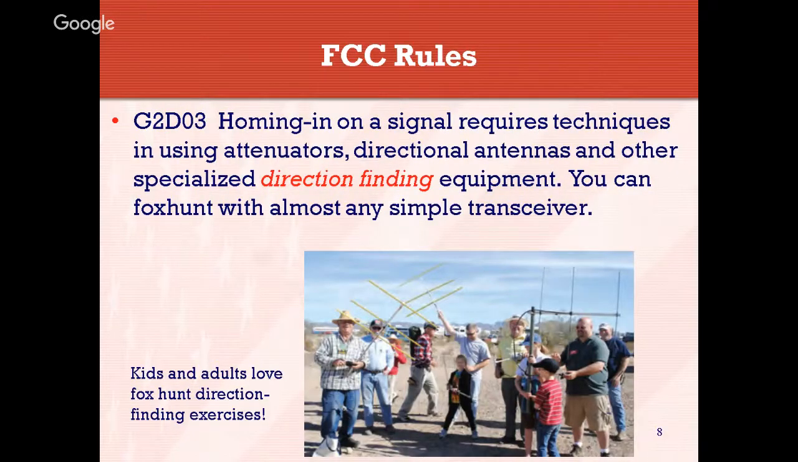Homing in on a signal requires techniques in using attenuators, directional antennas, and other specialized direction finding equipment. You can fox hunt, we call them fox hunts, or even sometimes rabbit hunts, with almost any simple transceiver. I did a lot of this in the earlier days of my ham radio hobby. You get a hidden transmitter somewhere and it transmits just for brief periods of time. And this is totally legal. There's nothing wrong with it. It's part of advancing the technology and advancing the radio art in ham radio.